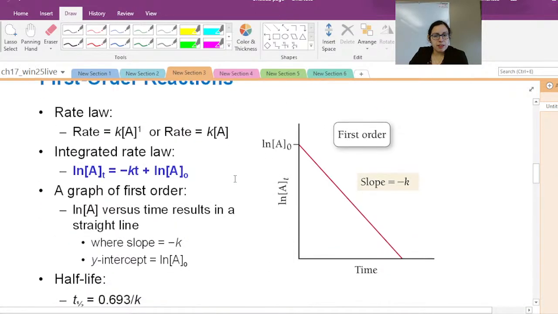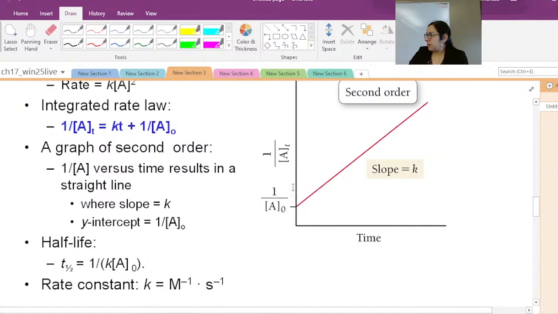Yeah, because we'll see that with the slopes there. Yeah.